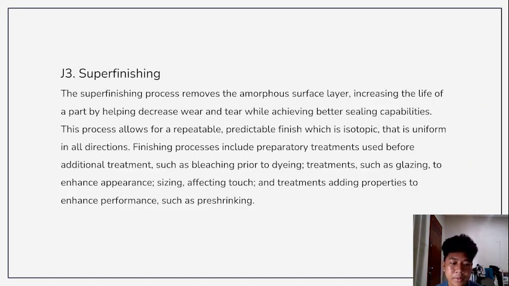Next is superfinishing. The process removes the amorphous surface layer, increasing the life of a part by helping decrease wear and tear while achieving better sealing capability. This process allows for a repeatable, predictable finish which is isotropic, that is, uniform in direction. Finishing processes include preparatory treatments used before additional treatment, such as bleaching prior to dyeing, treatments such as glazing to enhance appearance, sizing, affecting touch, and treatments adding properties to enhance performance.